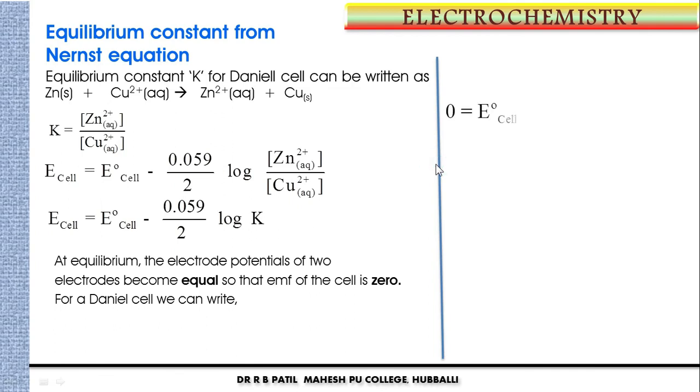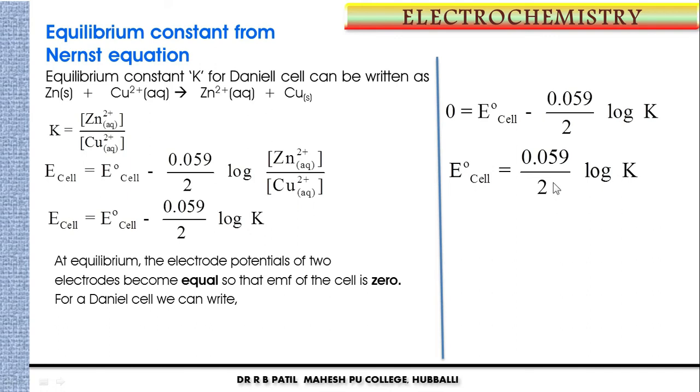Let us write E cell is equal to 0, that is E naught cell minus 0.059 divided by 2 log K. Small rearrangement: E naught cell is equal to 0.059 divided by 2 log K. But we can write in general, E naught cell is equal to 0.059 divided by n log K. So this is the formula that you should remember, students, to calculate equilibrium constant K, where n indicates the number of electrons lost or gained in a chemical reaction of any cell.